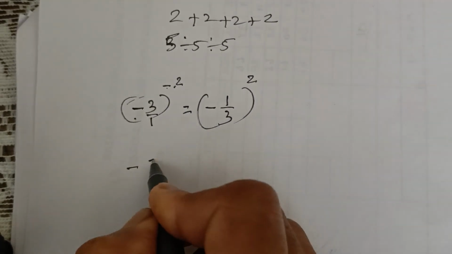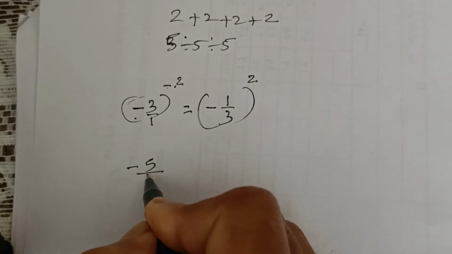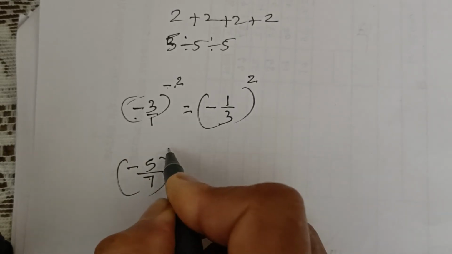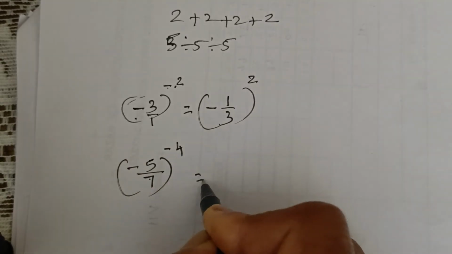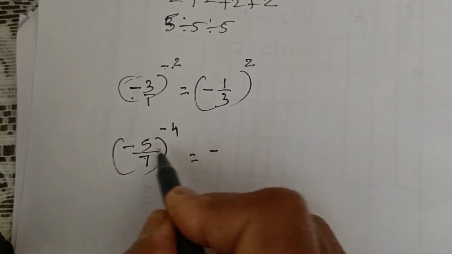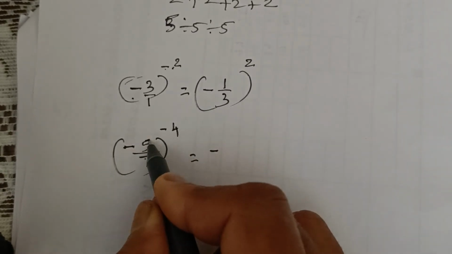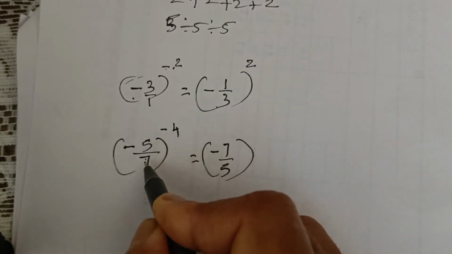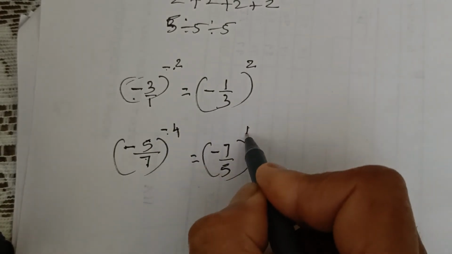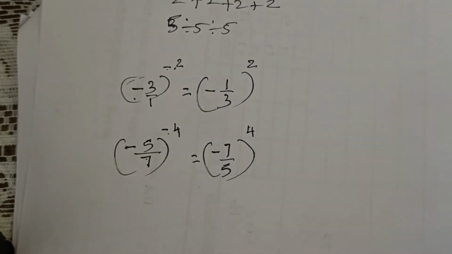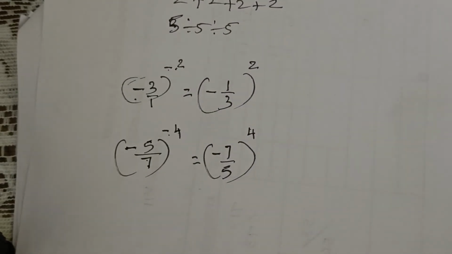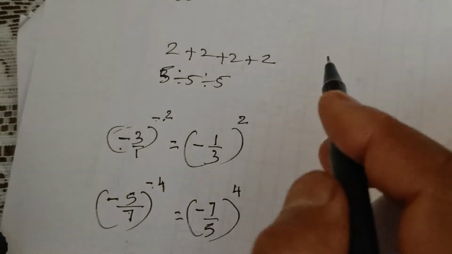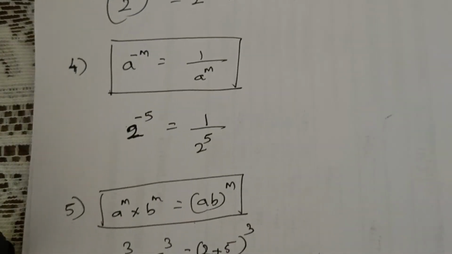And so let us take a rational number. Minus 5 by 7 whole power minus 4. Can you tell me? Yes, minus sign, no change in the sign in the base. 5 by 7 becomes 7 by 5. So when you write the reciprocal, the minus power changes to plus power. Minus 4 becomes plus 4. This is how we change negative power into positive power. Okay, this is the rule.